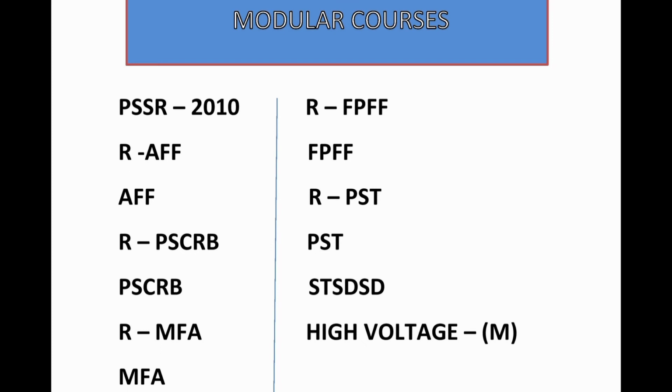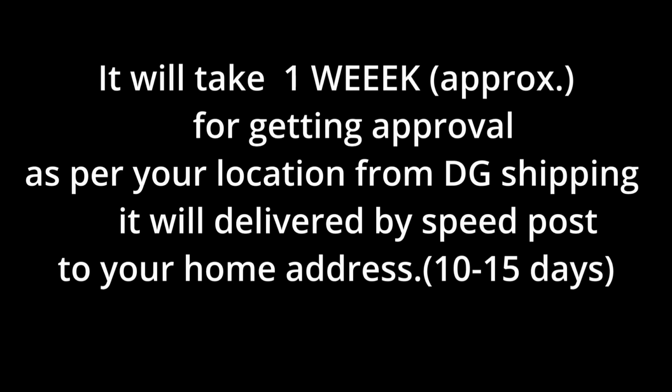And you can skip it if you don't want high voltage. If you want, the high voltage restriction will come, then it's no issue. So after application, it will take 1 week to get approval. This is the approximate time period which is normally found. This is not official. This is as per the experience of candidates. And as per your location in India and the distance from the nearby DG Shipping office, it will be 10 to 15 days maximum. It will be delivered only by speed post to the home address which you have mentioned in the application form.